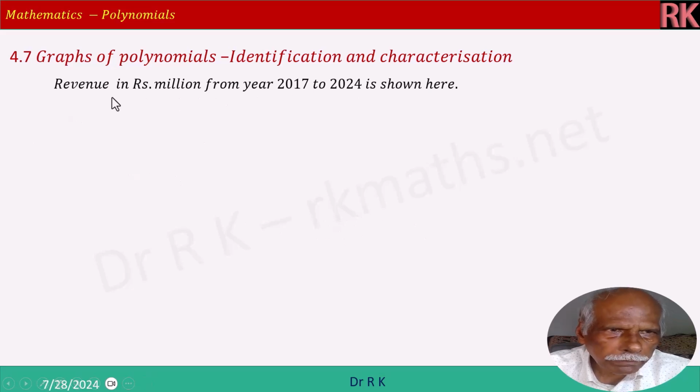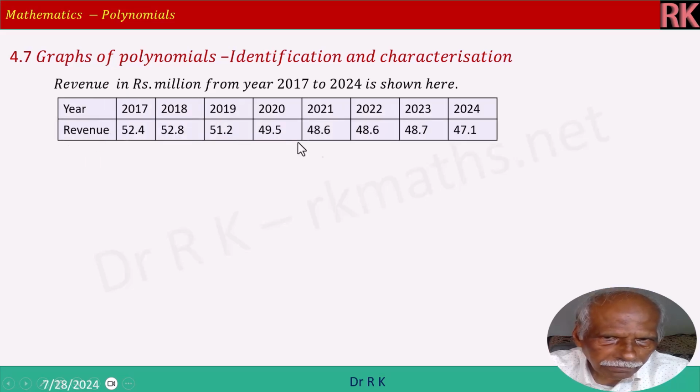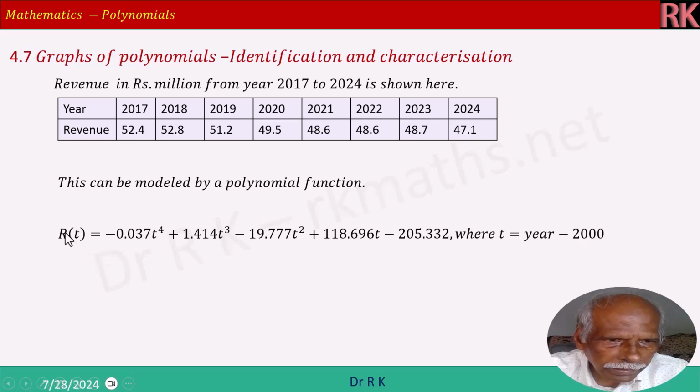We will see another problem. Revenue in rupees million from year 2017 to 2024 is shown here, 8 years. So year and data is given here. This can be modeled by a polynomial function. There are softwares available. So one such result is R at t, that is revenue at time t, is equal to minus 0.037 t power 4 plus 1.414 t cube minus 19.777 t squared plus 118.696 t minus 205.332, where t is given by year minus 2000. So that t becomes a double digit number maximum. And you can substitute and get the revenue each year.